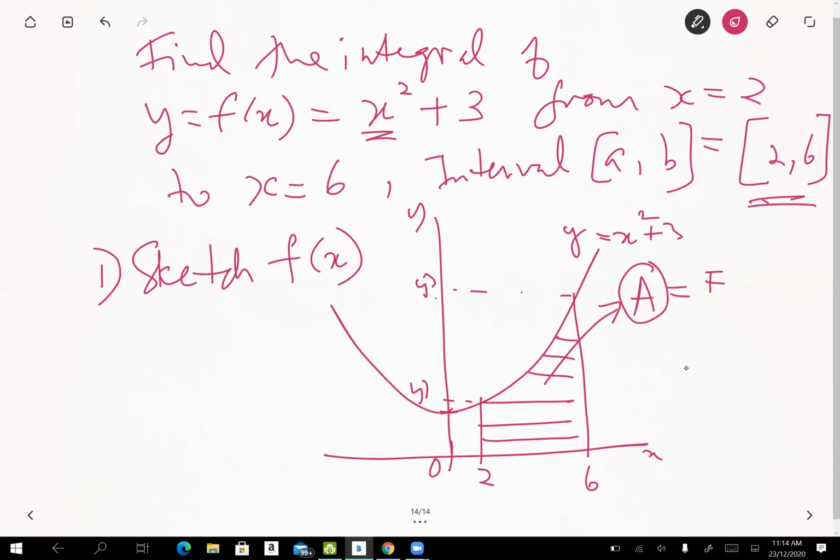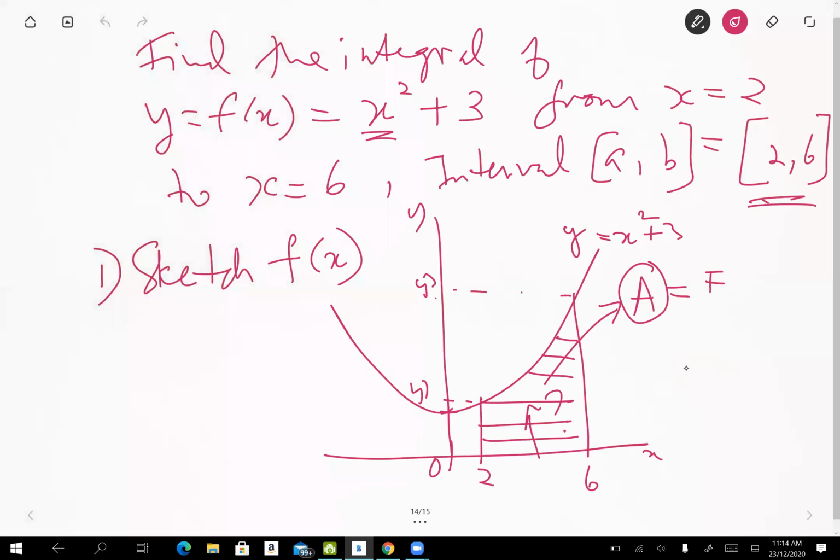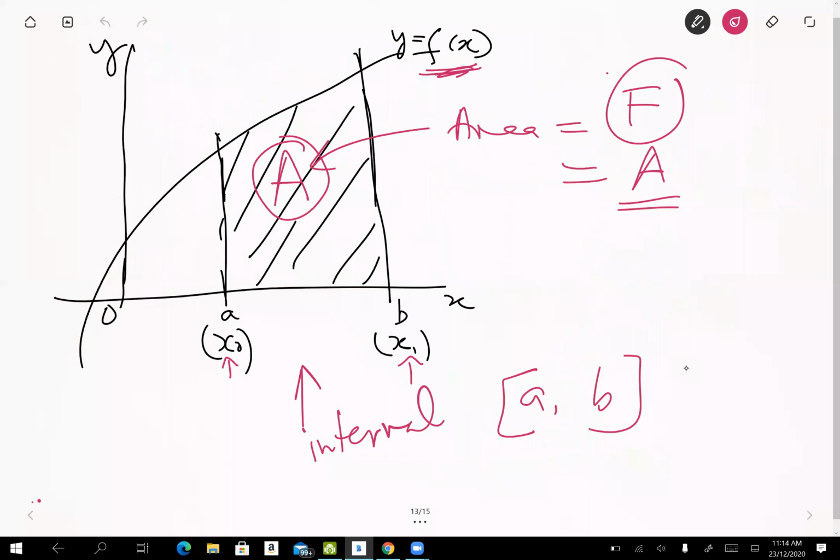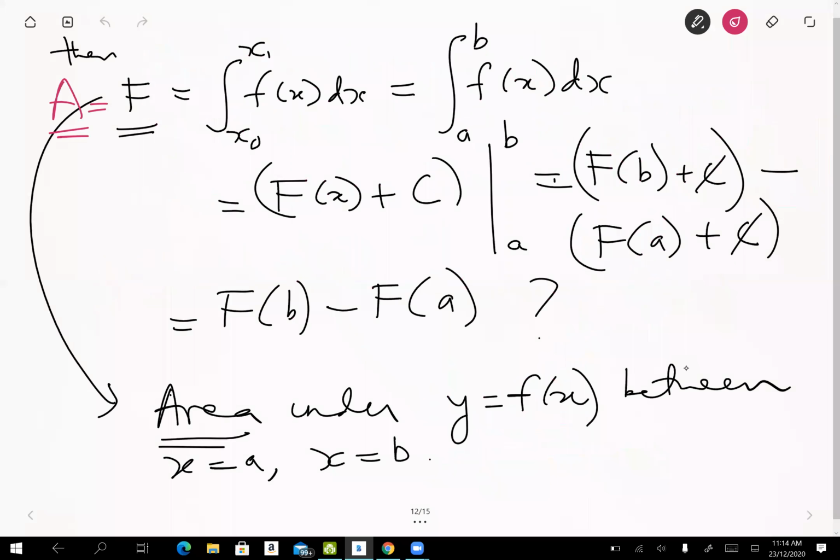So find the integral of the function from x equal to 2 to x equal to 6. Intuitively, we know this is what we are going to find. We can already picture that thing. So now you use the formula. Use the formula, get the integral. Apply the formula here. I want you to do it now. Apply the formula. I want you to do it up to here.